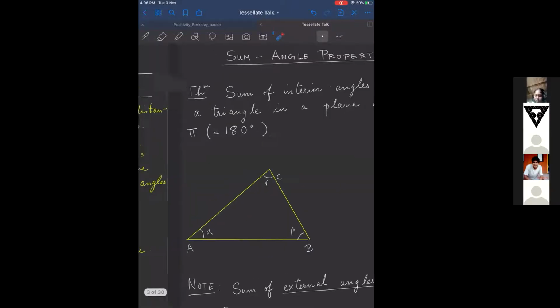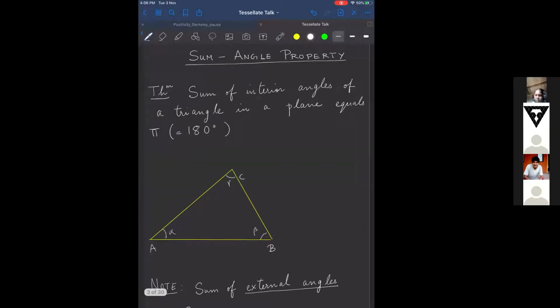Now, how do you prove the sum angle property? Well, the proof is quite simple. All you do is draw this parallel line, and then by the alternate angle property, this angle is alpha, this angle is also beta, and together alpha, beta, gamma make up a straight line. So clearly alpha plus beta plus gamma is equal to the angle on a straight line, which is pi.